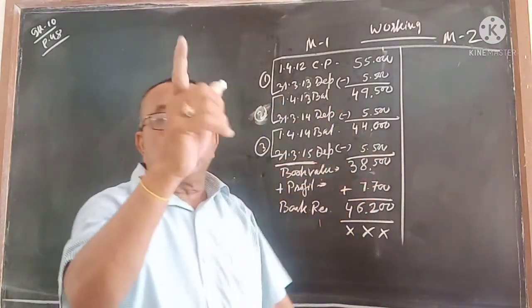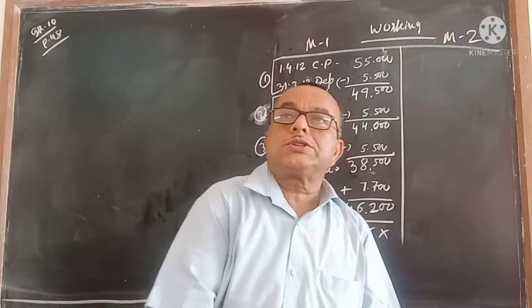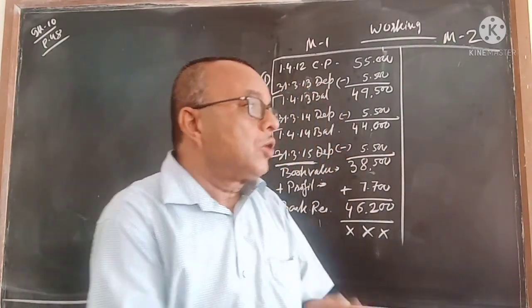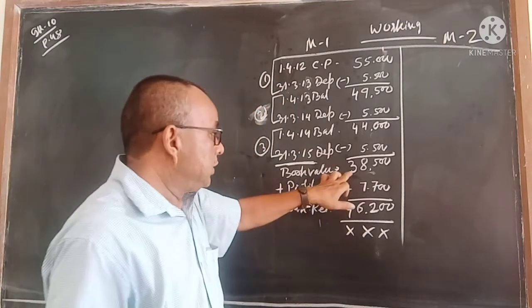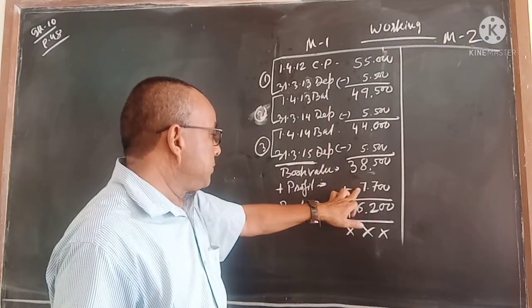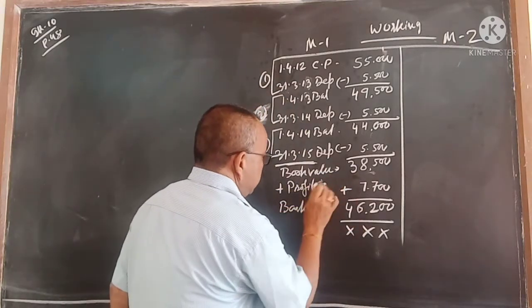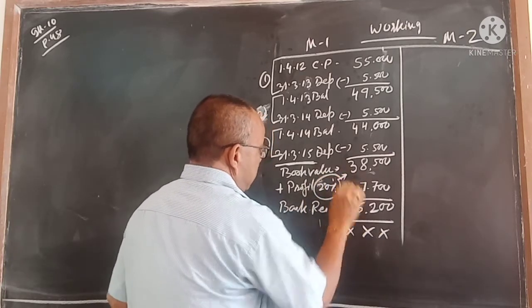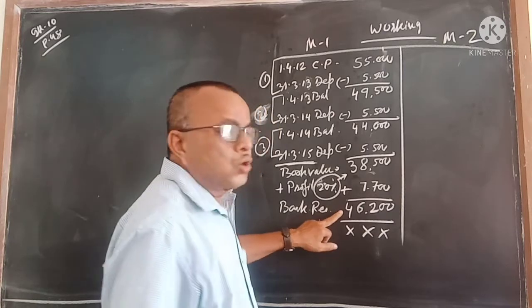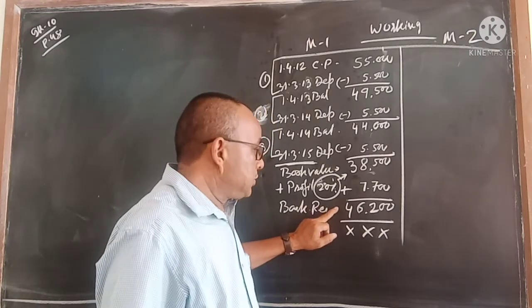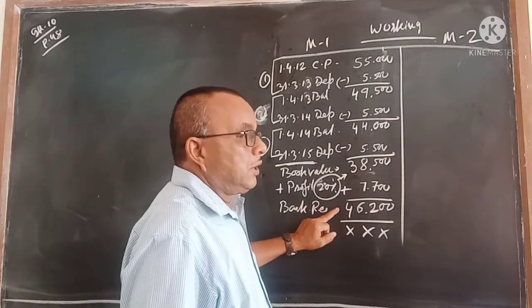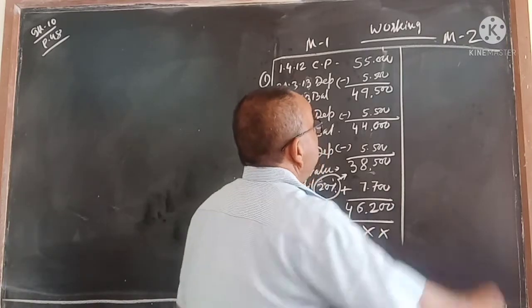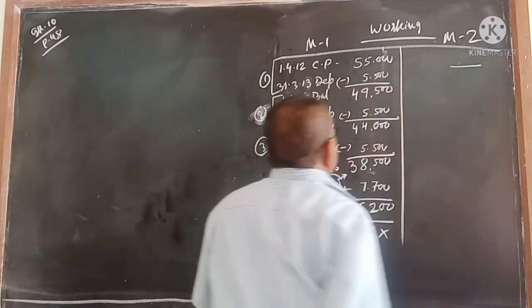Which date you sold the machine, on that date what is the book value in the machinery account, that is given, and that you sold at 20% profit. This is 20%. 20% profit on rupees 38,500. And you sold this machine and you got 46,200 as the cash. And in the second machine, you have no balance in the first year.